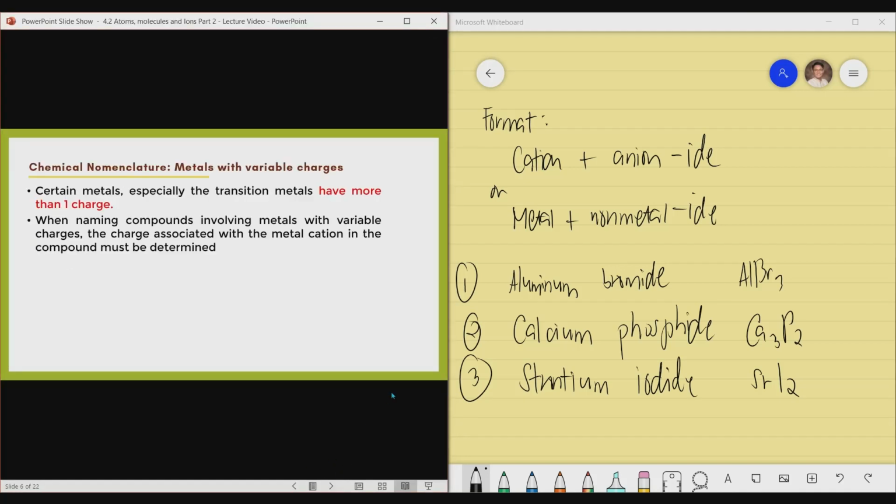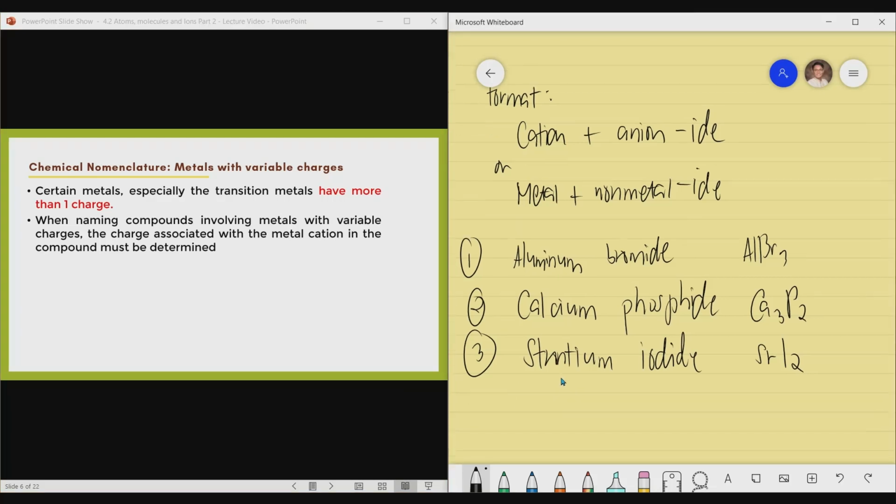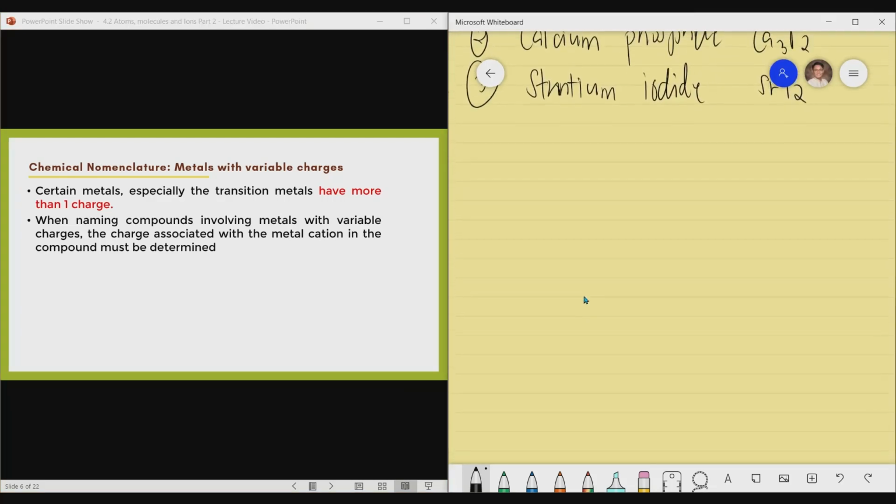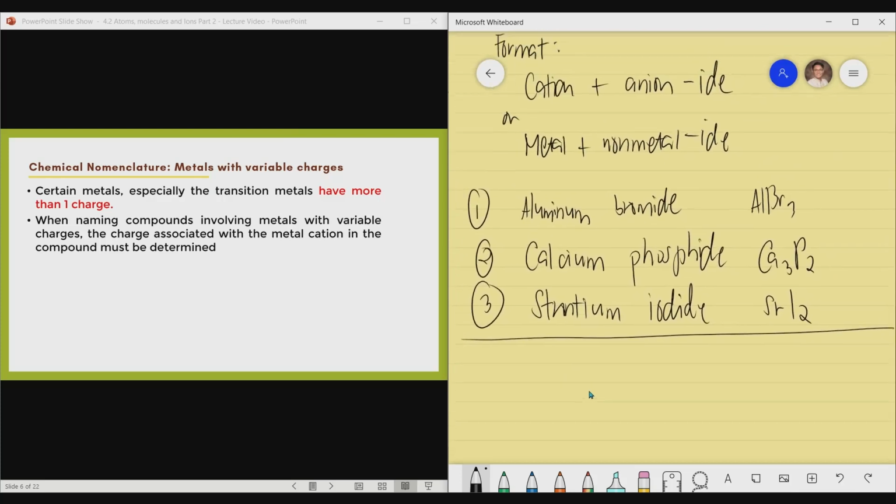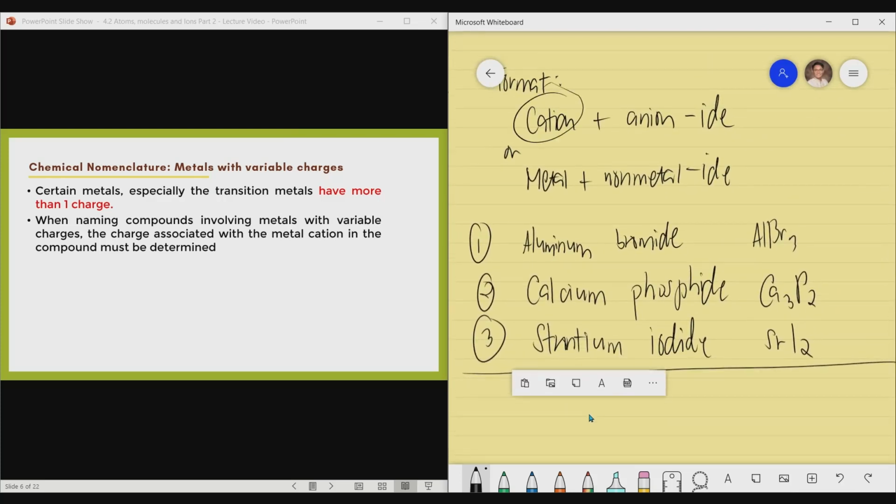Next one, we need to know and identify another format in chemical nomenclature or naming, particularly metals with variable charges. We are still under the classification for ionic compounds. Now, what if we have metals with variable charges? Meaning to say, your cation or metal has different or variable charges.